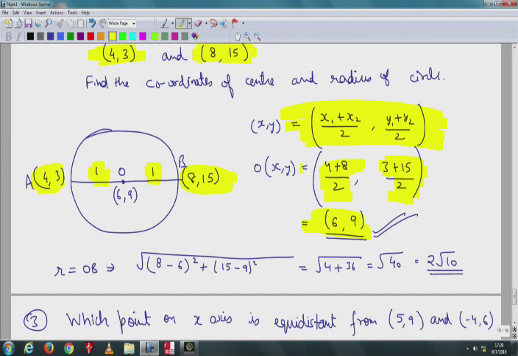Second one was to find the radius of the circle. And you know radius is the distance from the center to the end point of the circle. So either you can find OB or you can find OA. So I have found OB. So OB according to the distance formula, x2 minus x1. So (8 minus 6) whole square plus (15 minus 9) whole square. On simplifying we are getting root 40 and root 40 can be written as root of 4 into 10. 4 will come out of the root, it will become 2 root 10. Getting it, Kohima?